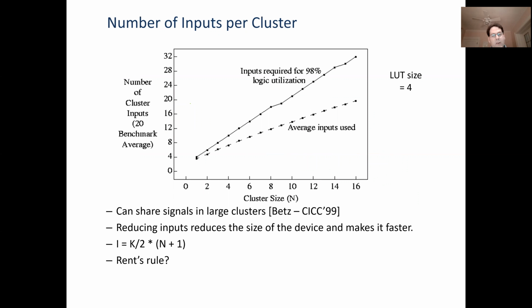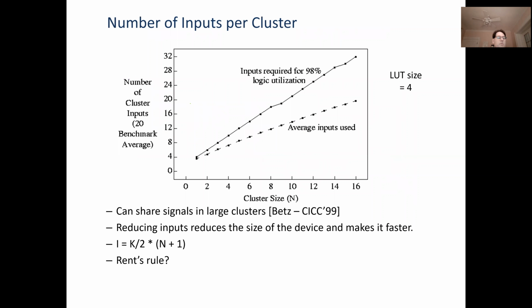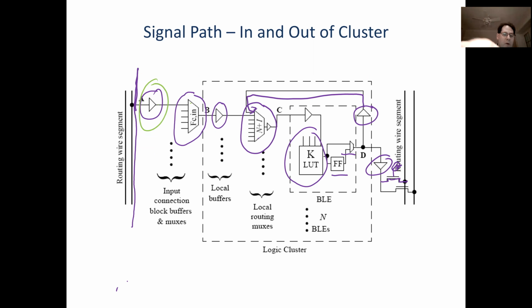Okay, so they got lots of choices to make. We talked about the choices they made for the routing architecture. They also have to decide how many inputs they are going to use per logic cluster, this number I. They'd like to make it as small as possible. If they make I smaller, they don't need as many of these input connection block muxes. And also the local routing muxes get smaller. So they kind of win in two different ways if they can make I smaller.